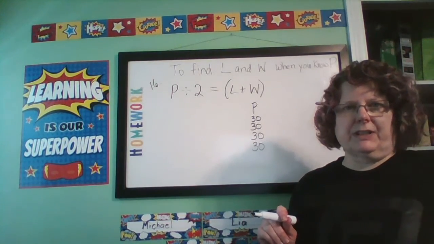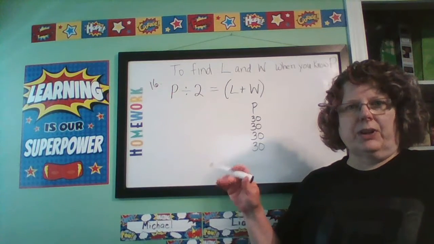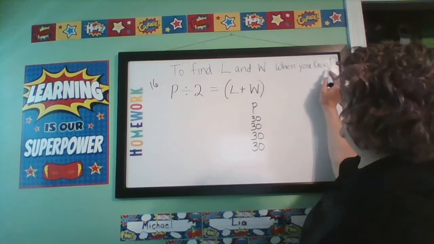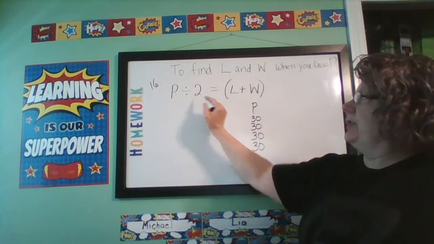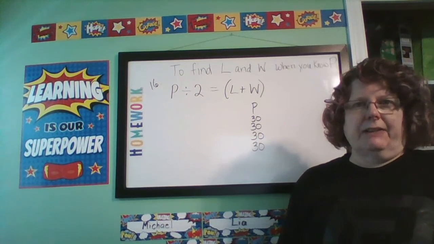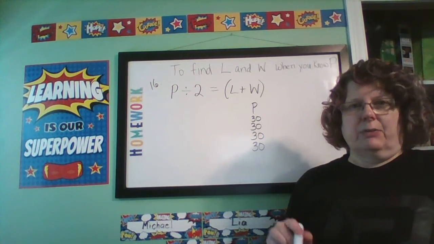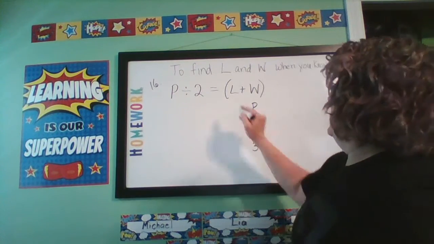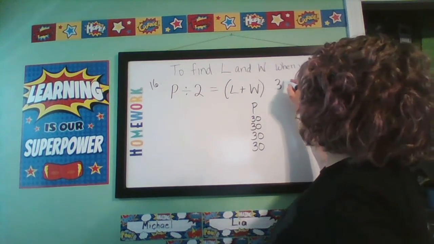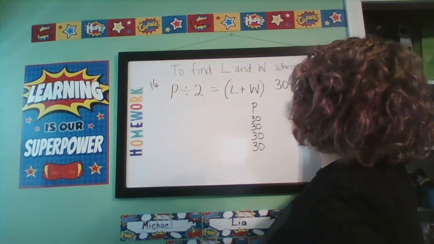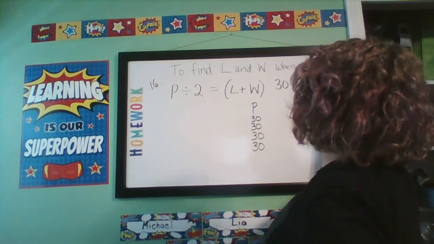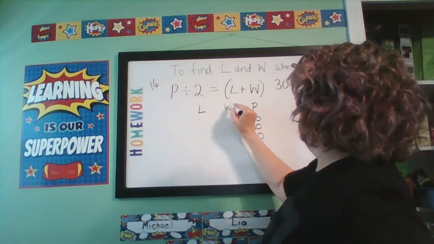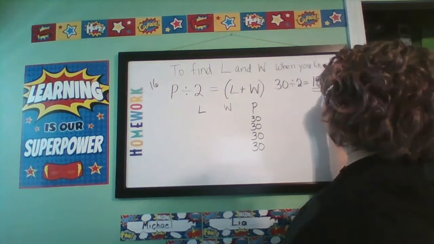Okay, so for number 16, first I want you to take this note. To find the length and width when you know the perimeter, you're going to take the perimeter and divide it by 2. And that will tell me what the length plus the width have to be. So I'm going to take 30 and divide it by 2, and that equals 15. That means that my length plus my width have to equal 15.